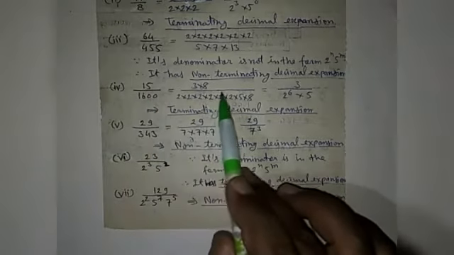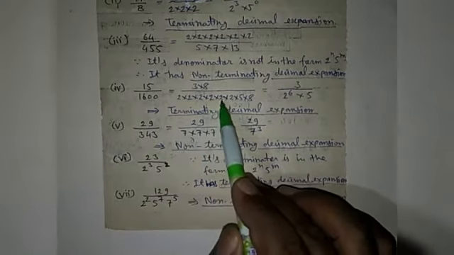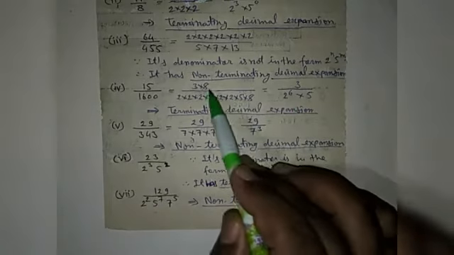Now in the fourth question, 15 upon 1600. On factorization it will give numerator 3 into 5, divided by denominator 2 into 2 into 2 into 2 into 2 into 2 into 5 into 5. So here is 6 times 2, so it will give 2 power 6, and one 5 from numerator and denominator is cancelled out, so you have only one 5. So here you get 3 upon 2 power 6 into 5. So as you see here also the denominator is in the form of 2 power n into 5 power m. So it is a terminating decimal expansion.